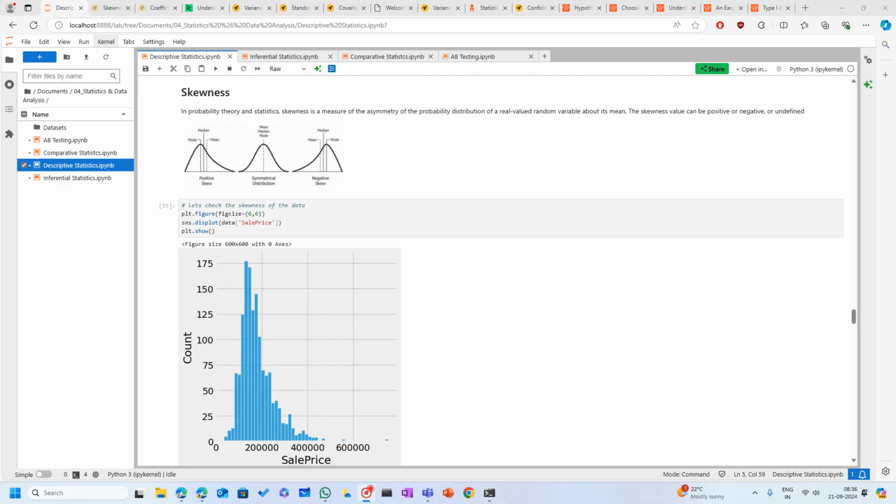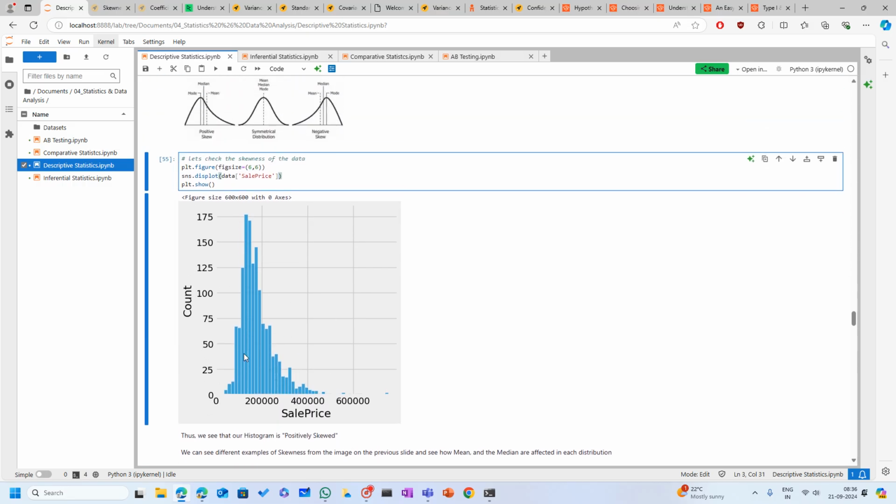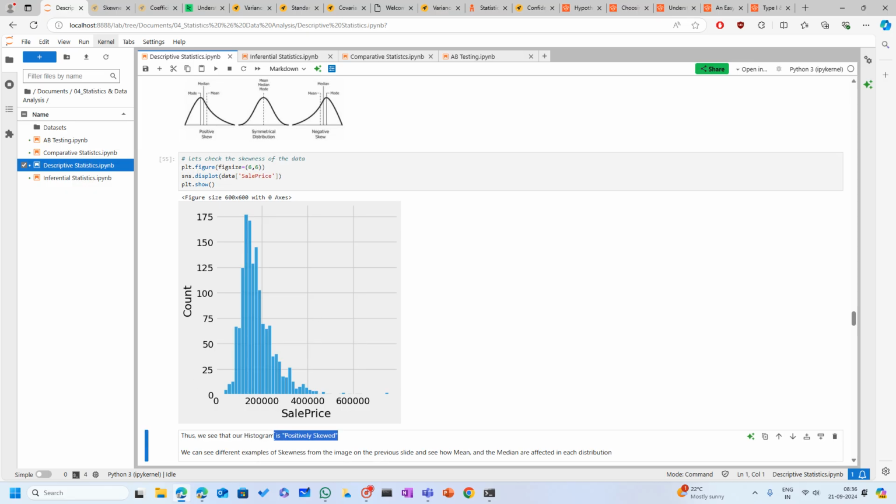So let's have a look at the sale price. By looking at it, can you tell, is it left skewed or right skewed, or is it positive skew? Okay, it's written here positively skewed. So it's positively skewed because the mean as compared to the max value is very low. So mean would be low, median would be low, mode would be low.